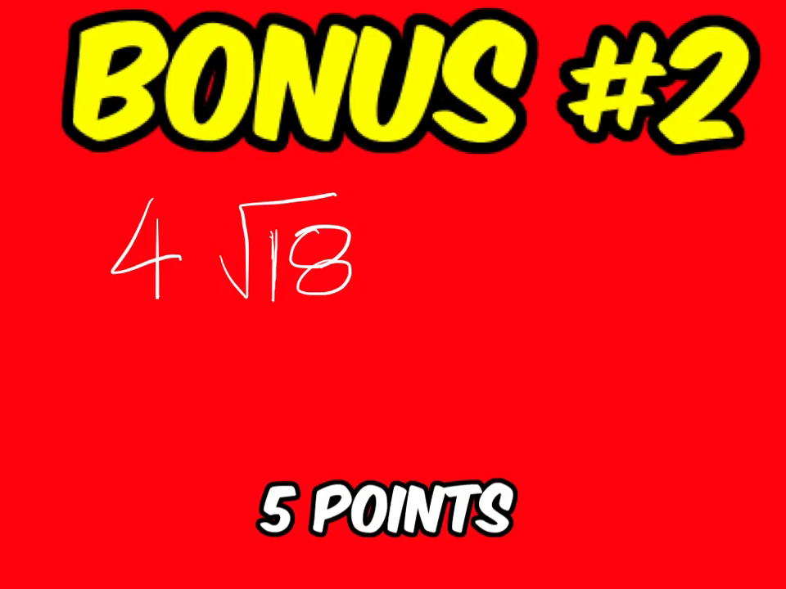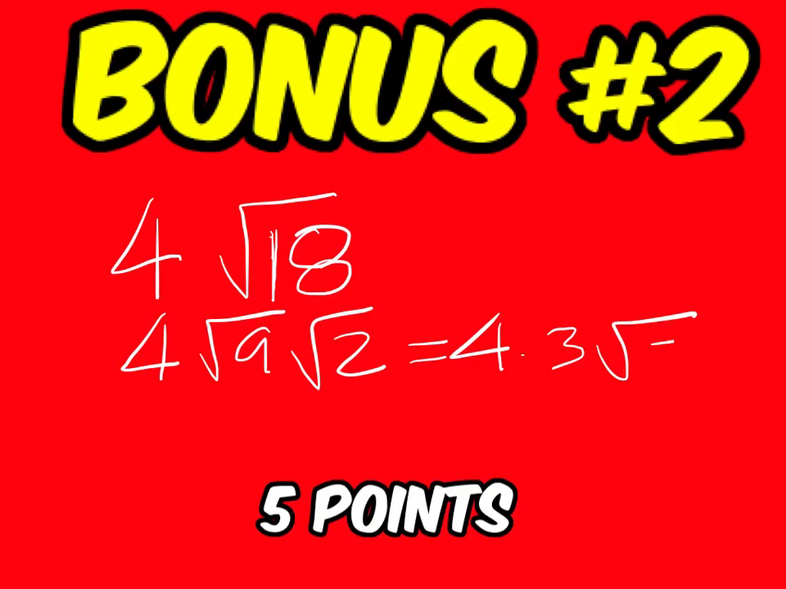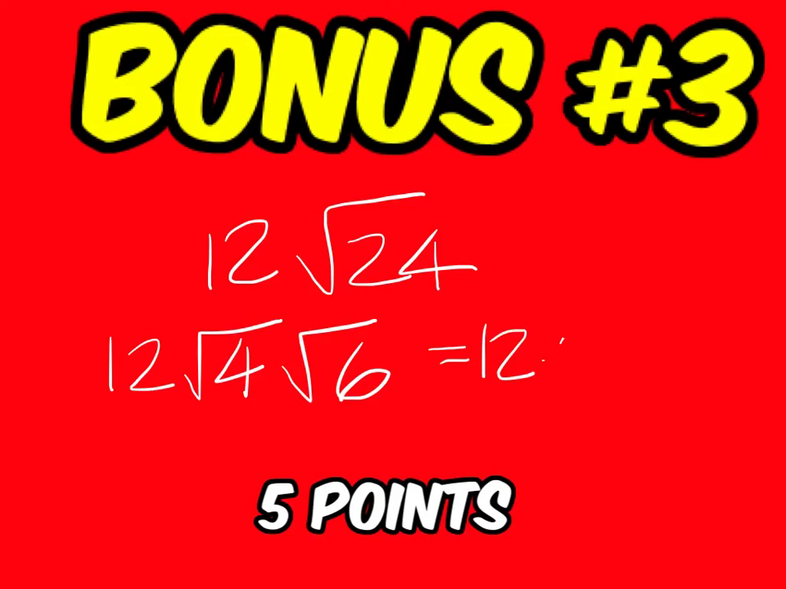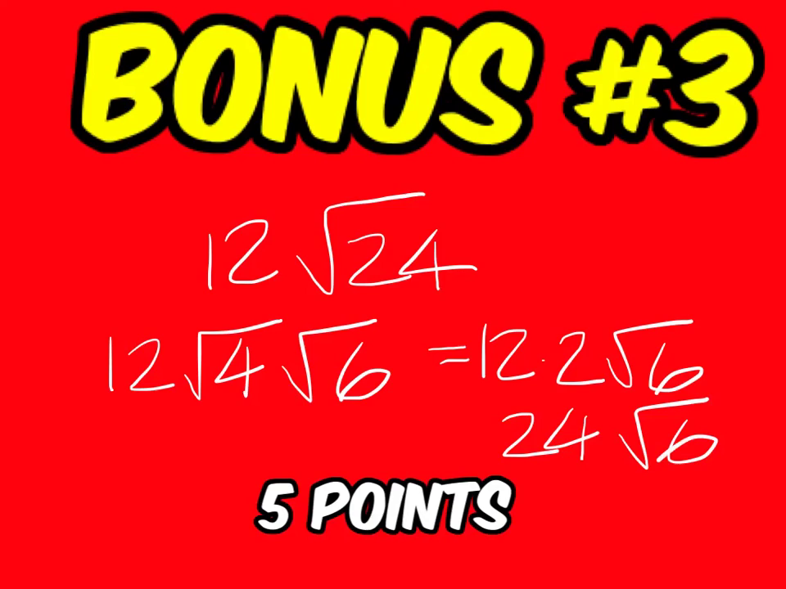On this bonus problem, it breaks up as 9 and 2. So that should be 4 times 3 square root of 2, which is 12 square root of 2. This breaks up as square root of 4 square root of 6. Square root of 4 is 2. So that should be 24 square root of 6.